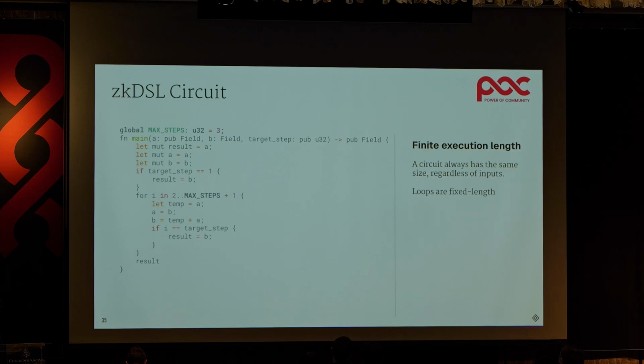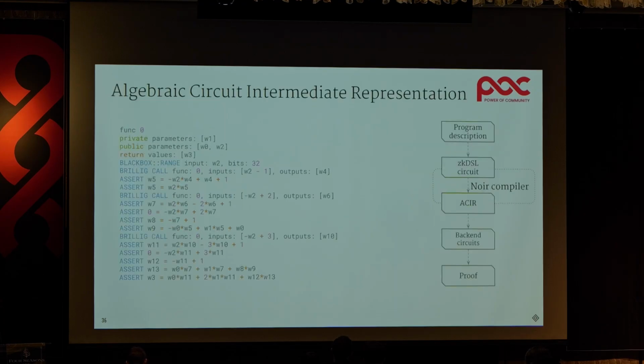And one more important thing is that we have finite execution length. So ZK circuits are not Turing complete. We always have a limited trace. So you can think about it as the number of CPU instructions that you can execute is always limited up to a certain point. So here we, for example, say that there are only 3 steps. We can increase that number technically, but you'll see why I haven't in the next pages.